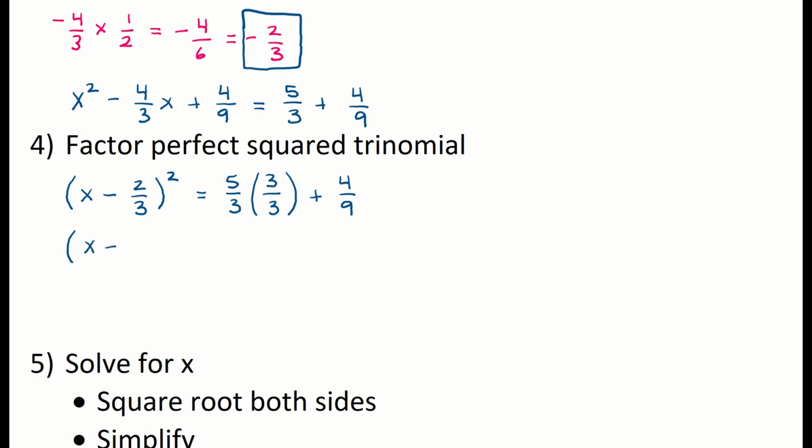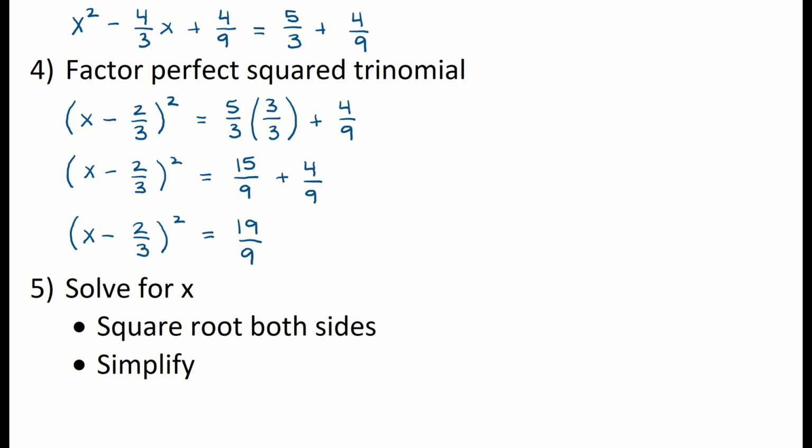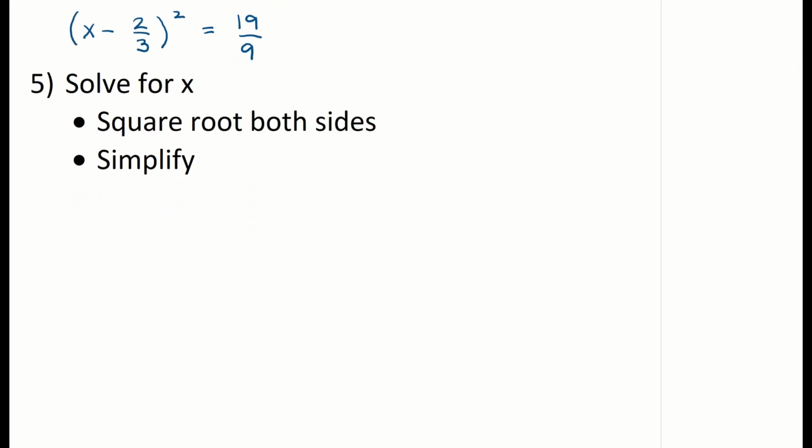So this works out to 15 over 9 plus 4 over 9, which will turn into x minus 2/3 squared is equal to 19 over 9. Our last step then will be to solve for x. So same process here, we have x minus 2/3 squared is equal to 19 over 9.